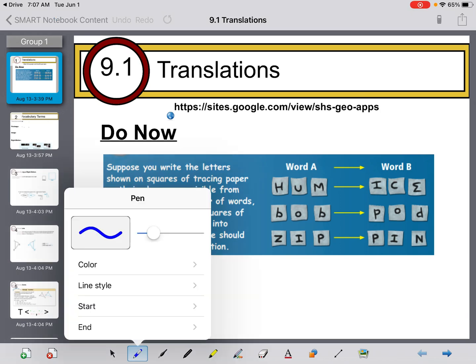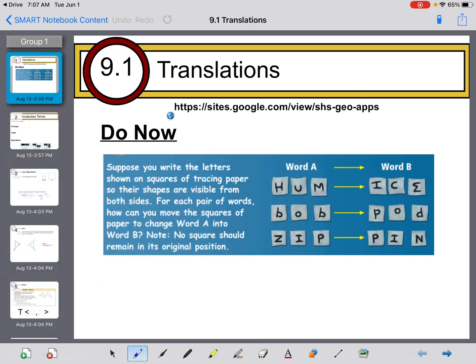All right, so tell me, how did we go from hum to ice? How did we go from bob to pod? How did we go from zip to pin? All right, so kind of explain those three and then get back to me.